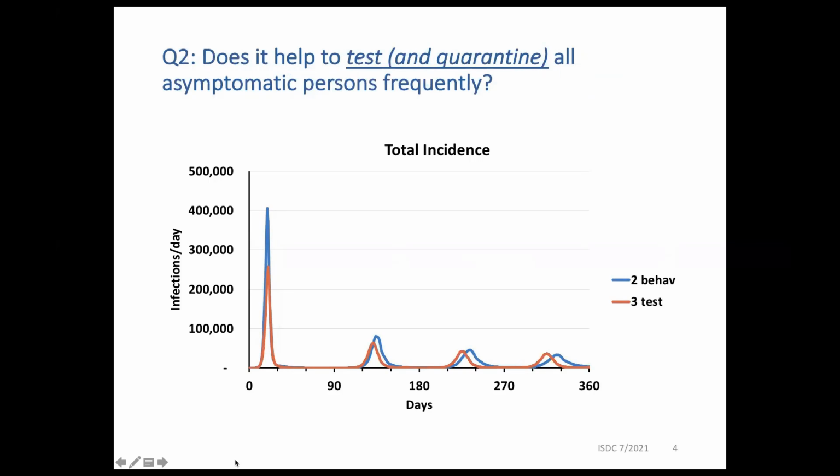We now introduce a testing program that tests all asymptomatic persons frequently and puts them into isolation, in other words, quarantine, for the duration of their illness. Testing clearly lowers the height of the first peak, but its effect on the following waves is less clear.